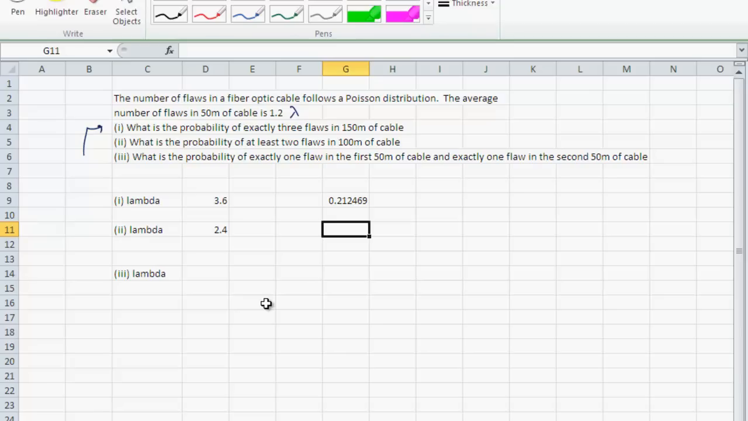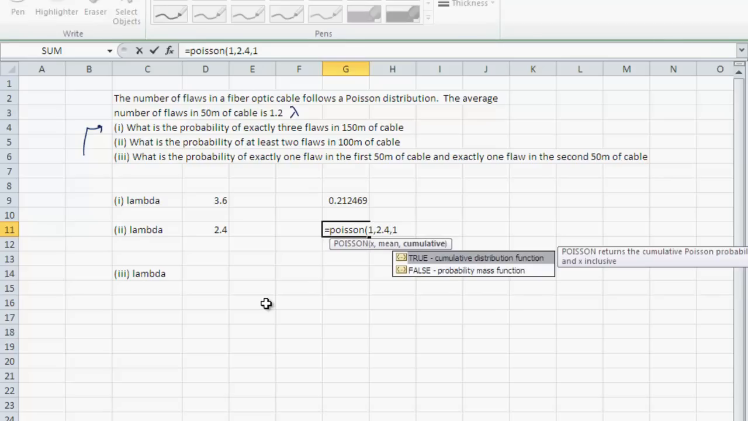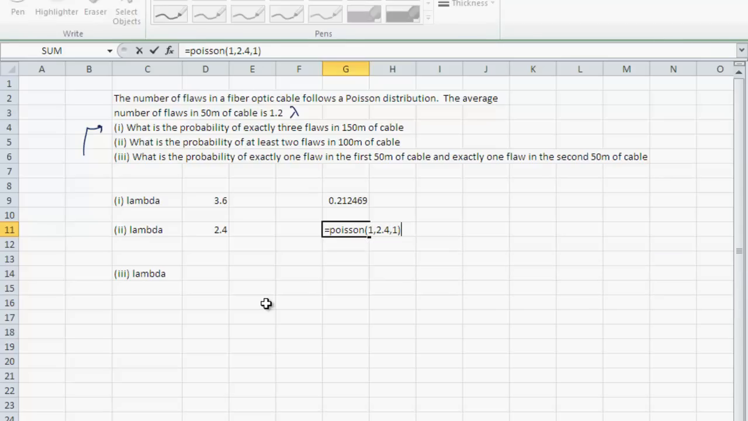So let's compute the probability of at most 1 flaw. So this would be Poisson. I'm looking for the probability of 1 flaw. The mean is 2.4, and this time I want a cumulative probability. Why? I want the probability of 0 flaws and 1 flaw in this 100 meters of cable. So this is 0.30. So the result that I'm looking for is simply 1 minus this. So the likelihood of at least 2 flaws is 0.69.